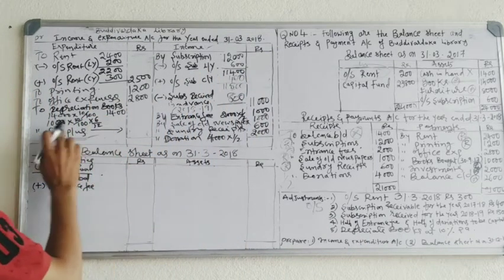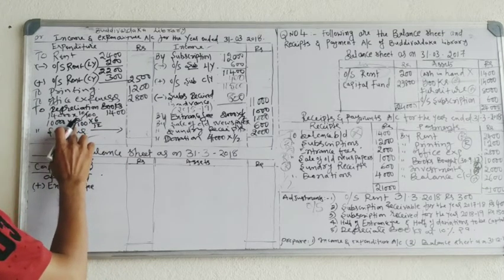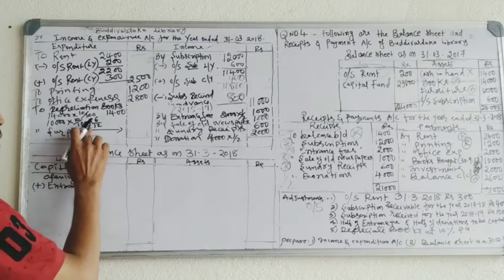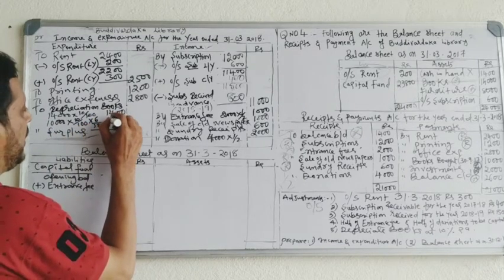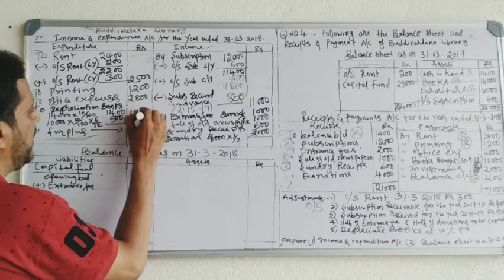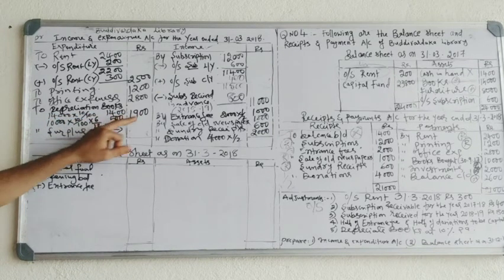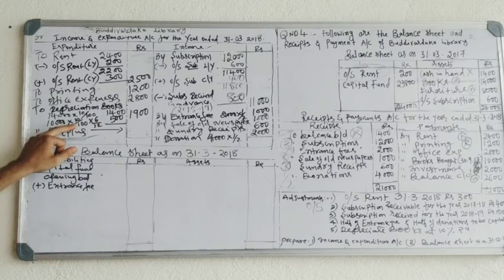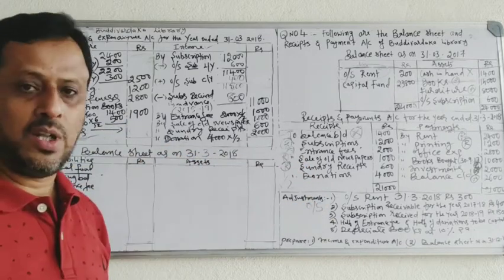6 by 12. 10,000 into 10 by 100 into 6 by 12. 10,000 into 10%, 1,000. Half year depreciation, 500. So 1,900 is the depreciation of the books amount. 14,000 into 10%, 1,400. 10,000 into 10%, 1,000. Half year, 500. So 1,900. So we have completed all the adjustments.